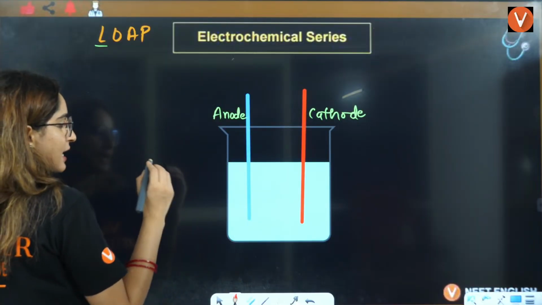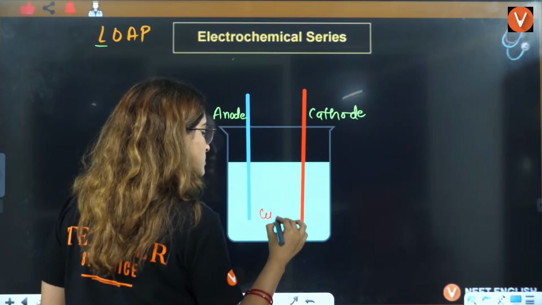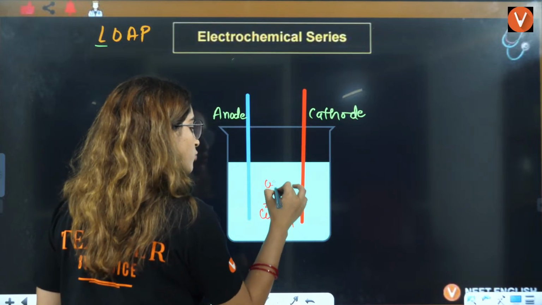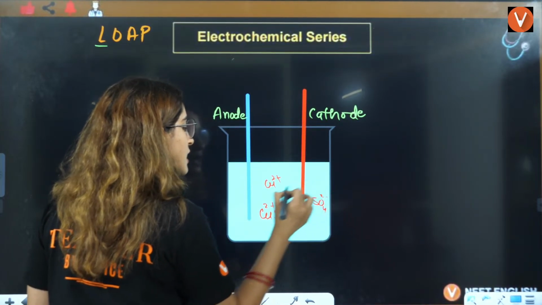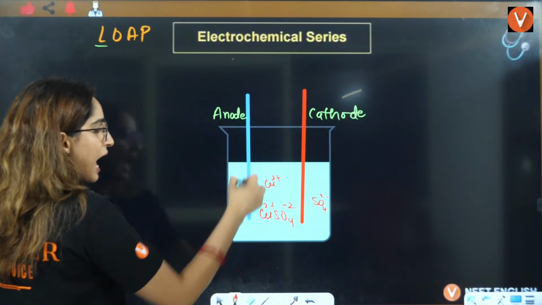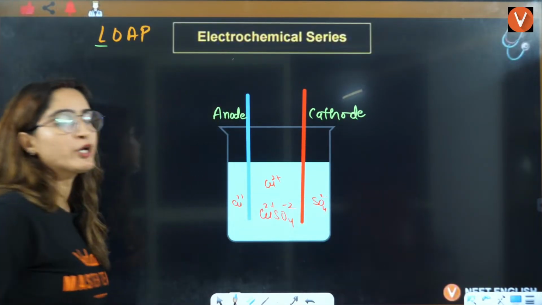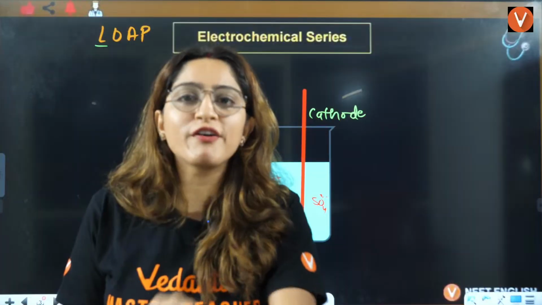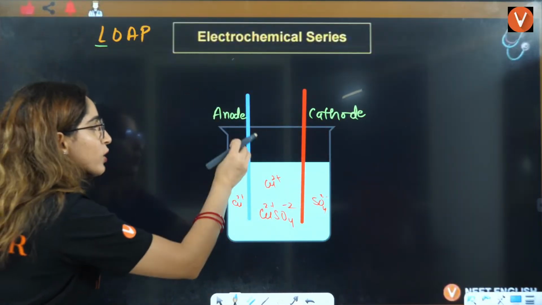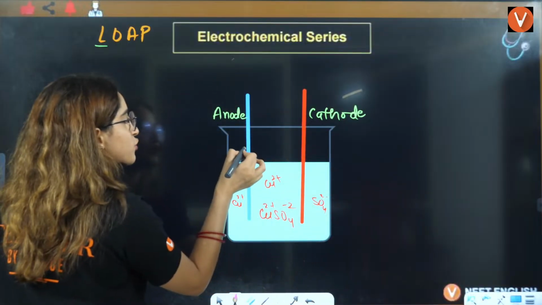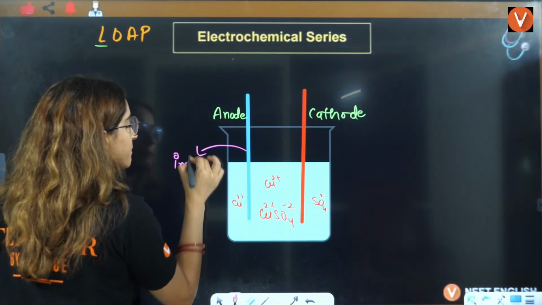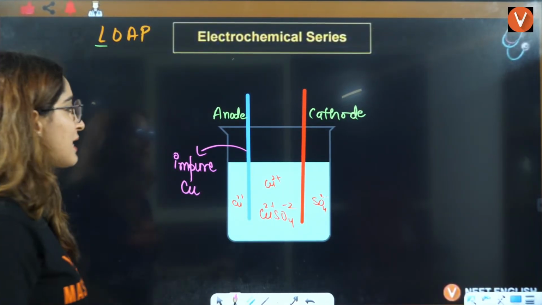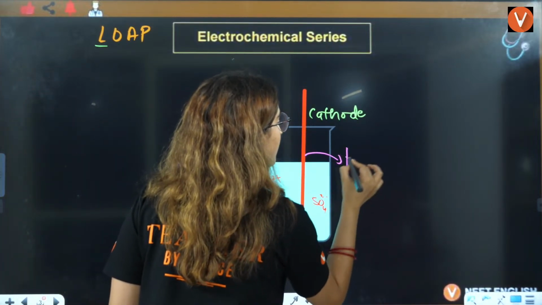So here, if I say that in the solution you have CuSO4 solution, Cu2+ ions and SO4 2- ions. This is what you have in the solution. And whenever you are doing purification of any metal with the help of electrolysis, always and always you will take the anode as the impure electrode. So the anode is the impure electrode of copper, an impure copper, and here you will take a pure copper.